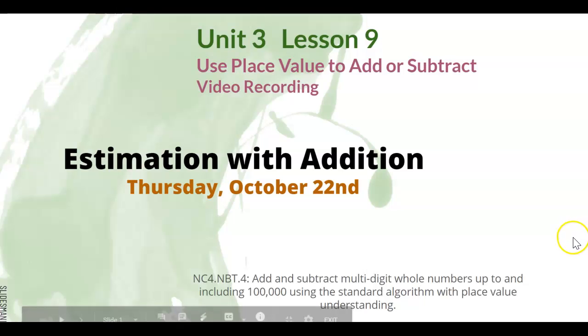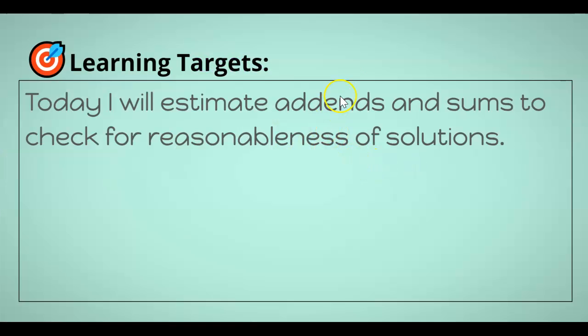Happy Thursday, everybody. Today is Thursday, October 22nd, and today we're going to be on Unit 3, Lesson number 9, continuing our work with place value, using it to add or subtract. Our specific lesson today is about estimation with addition. And our learning target: today I will estimate addends and sums to check for reasonableness of solutions.